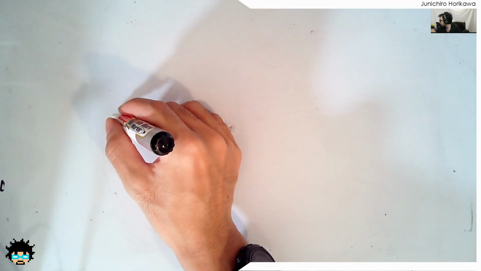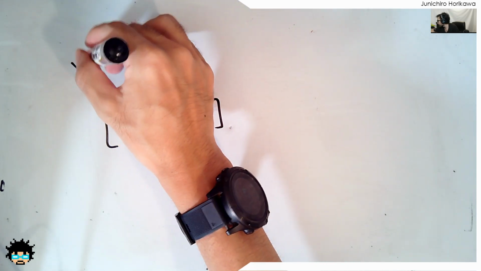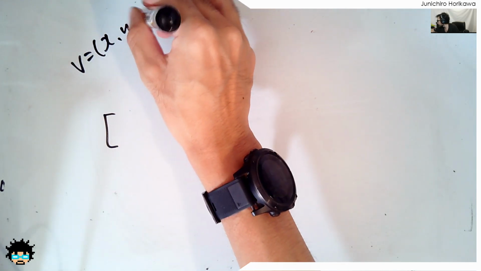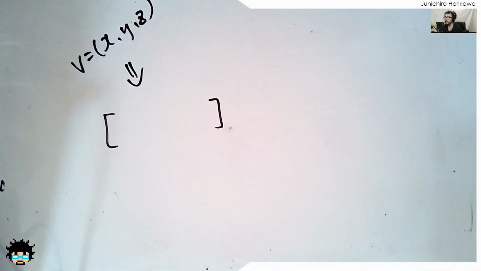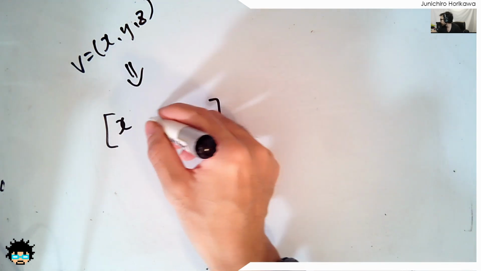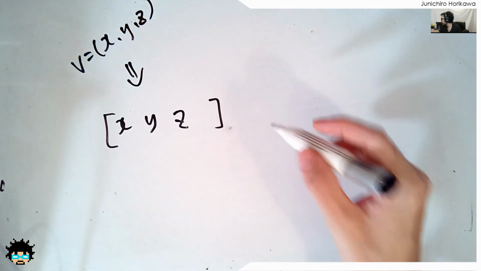What you need to do is to consider the vector as a 3 by 1 or 1 by 3 matrix. For example, let's say you have a vector called x, y, z. Then you can declare this as a matrix that looks like this, a 3 by 1 matrix.